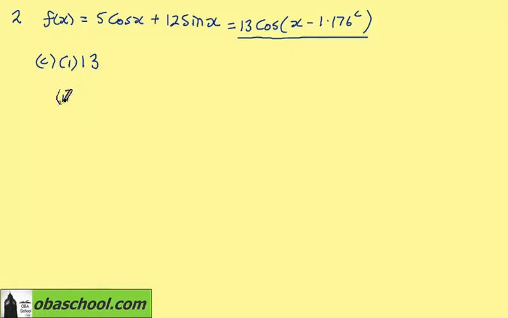We now want to write down the smallest positive value of x for which this maximum value occurs. We know that the cosine of 0 is equal to 1. So that means that we need x minus 1.176 to be equal to 0. This will happen if x is 1.176 radians.